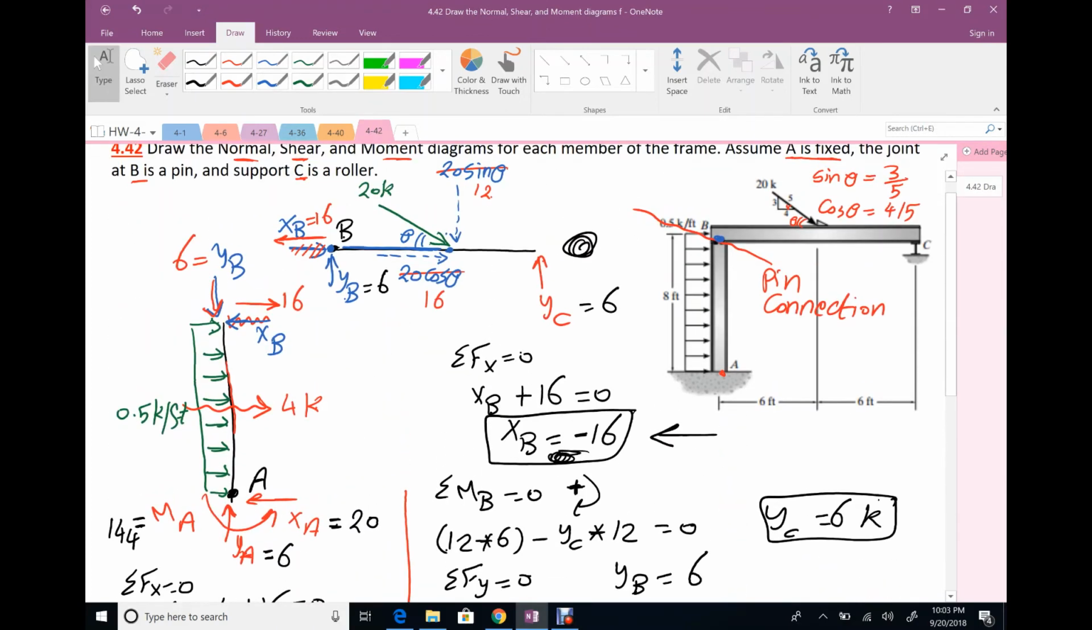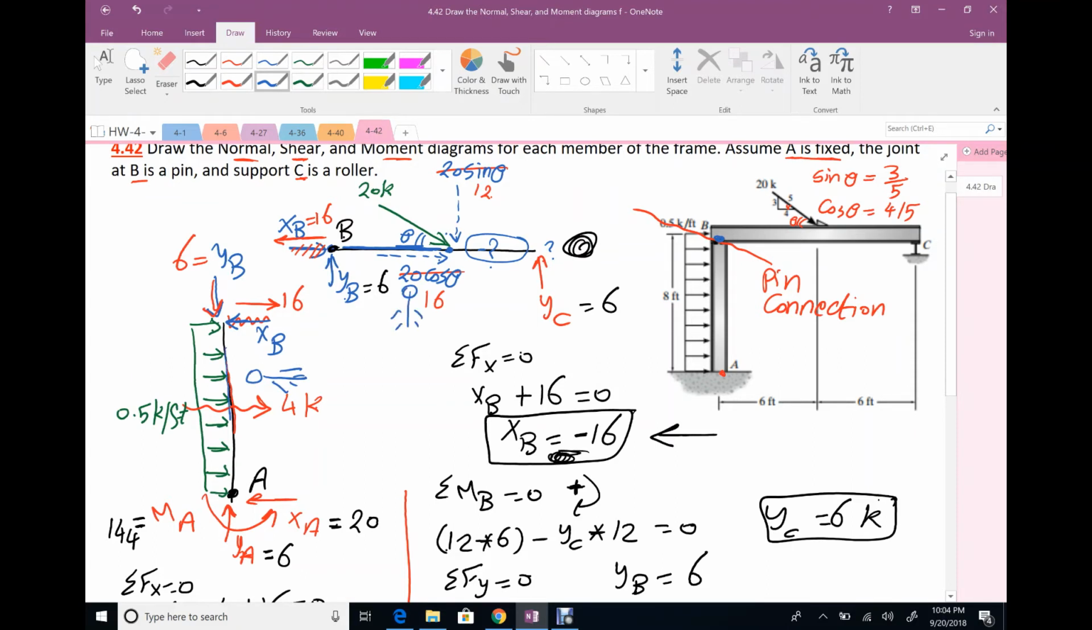You can ask me a good question: why does this 16 go to this part of the member, not to that part? The answer is very simple. If the 16 goes to this part, what will be here? Nothing. That means there is no normal force on this part of the member.